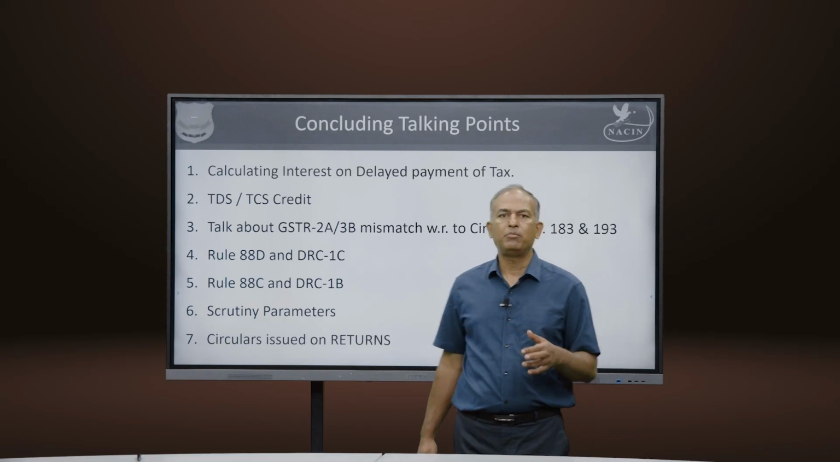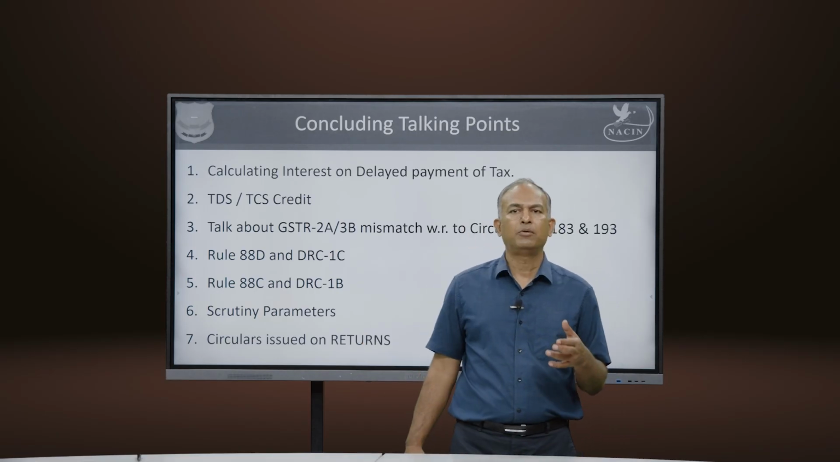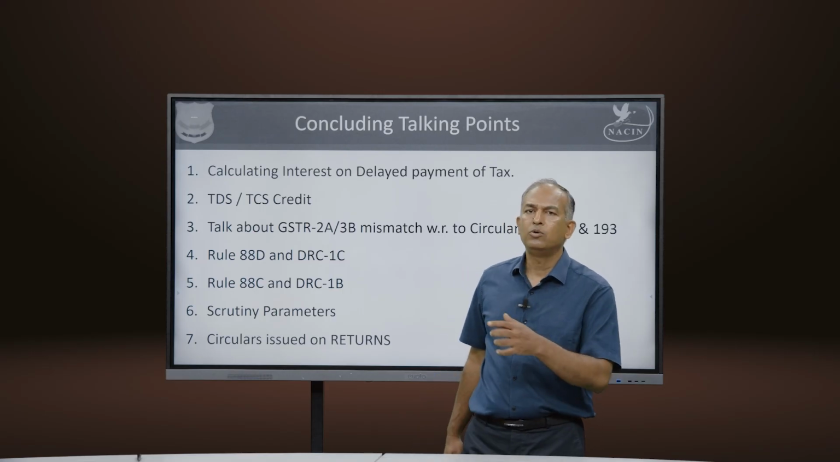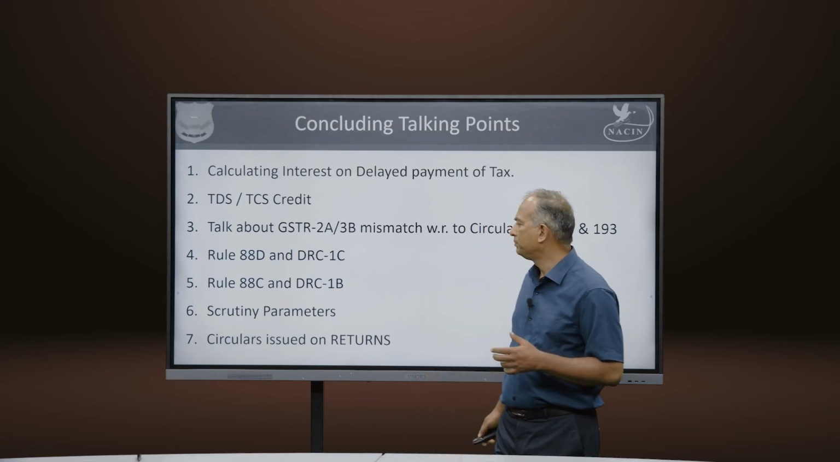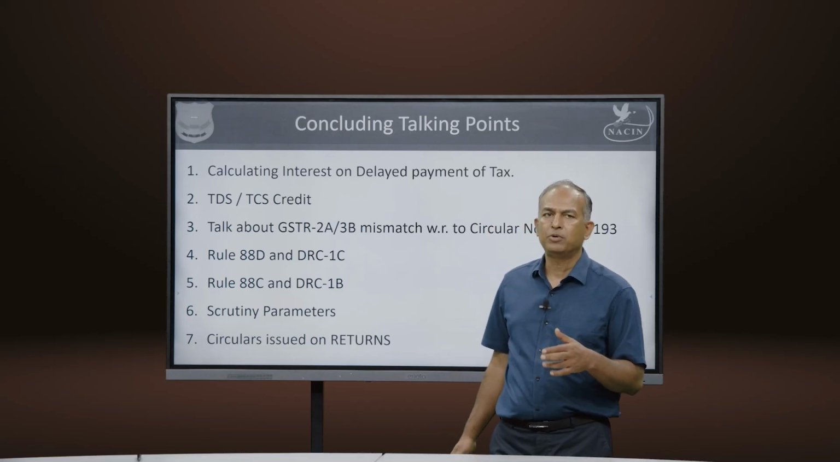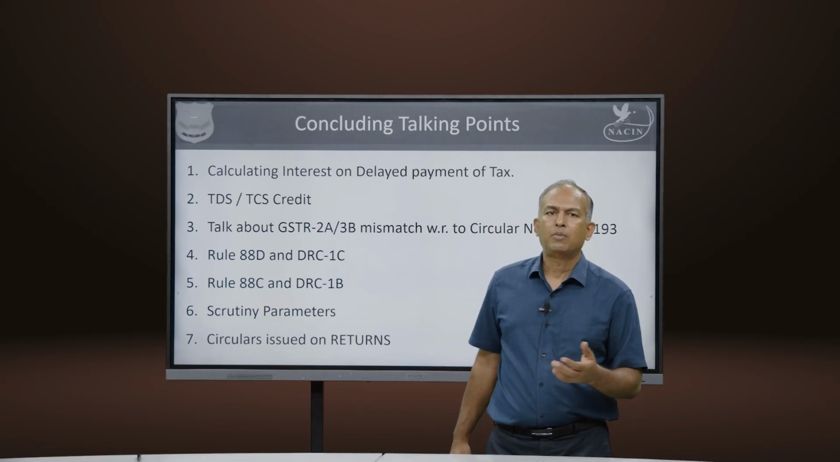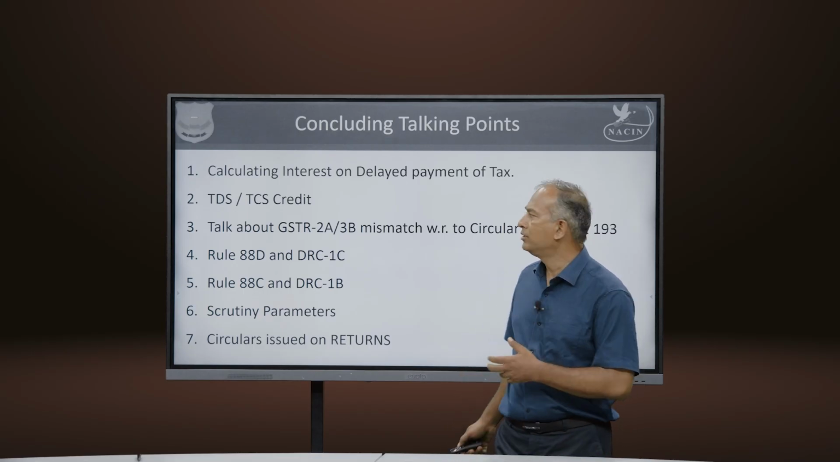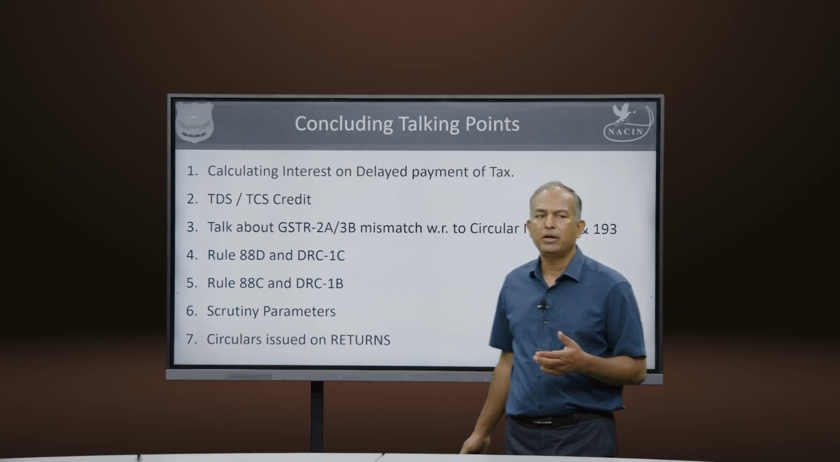There are a couple of scrutiny parameter instructions that have been issued, I think for 17-18 and then for the subsequent period 18-19. You just have to keep that in mind as well. Now, there are the circulars that have been issued with reference to returns. I think till a couple of months back at least, or maybe till last month, I've tried to put down all the circulars that are there. That is there for your information. You need to keep in mind that these circulars are there.